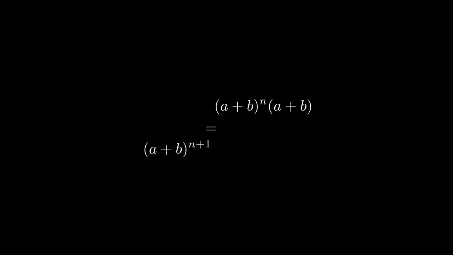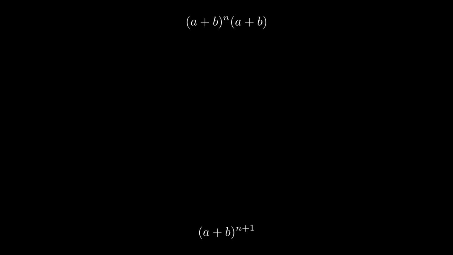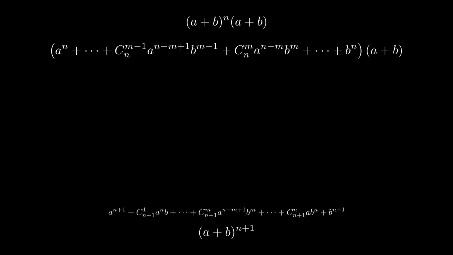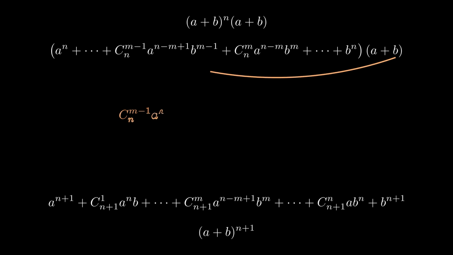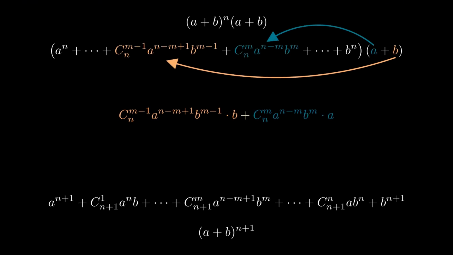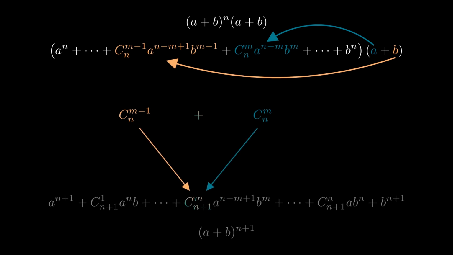How are the rows of Yang-Hui's triangle related to each other? To answer this question, observe that (a+b) to the power of n+1 can be written as (a+b) to the power of n multiplied by (a+b). Expanding both sides of the equation and comparing the coefficients with the same powers, we can deduce the (n+2)th row of Yang-Hui's triangle.